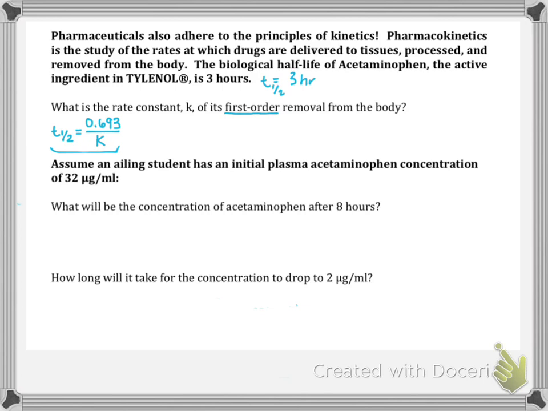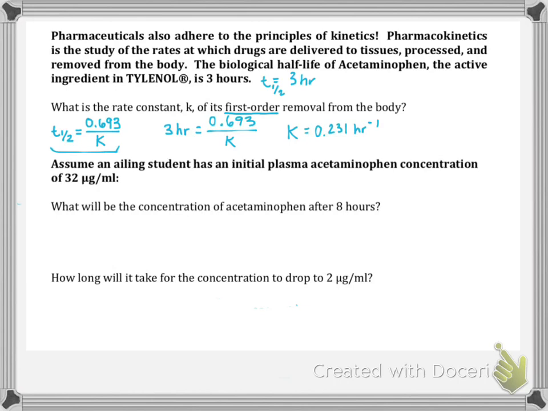So here we can go ahead and say 3 hours is going to be equal to 0.693, which is the same as the natural log of 2, divided by k. Half-life and k go hand in hand together, so if you know one, you can always find the other one. And when we plug this in, we get that k is equal to 0.231 per hour.